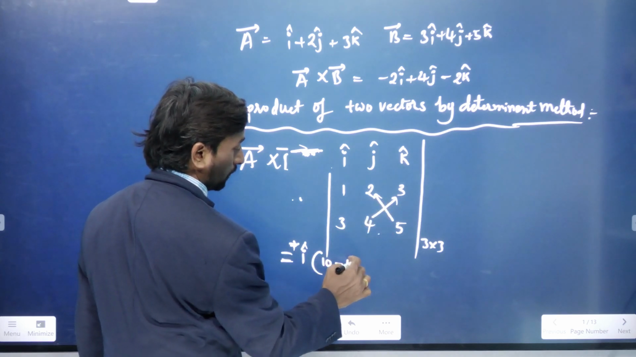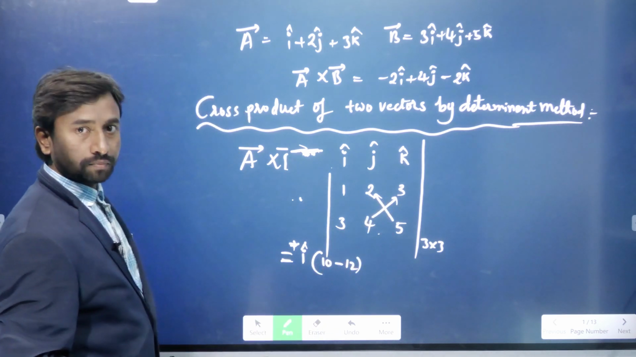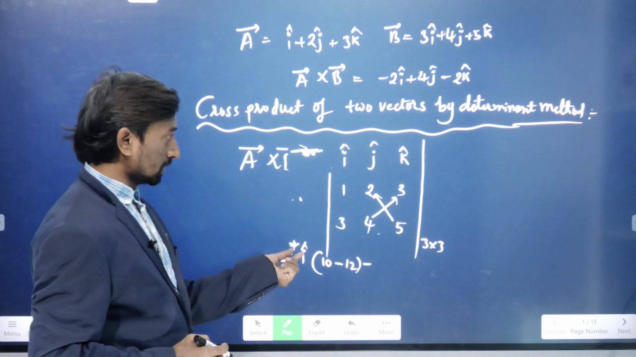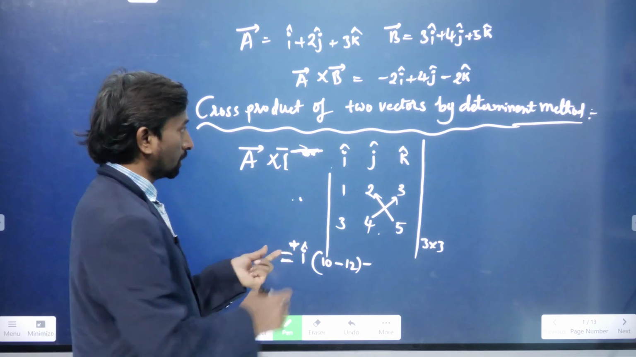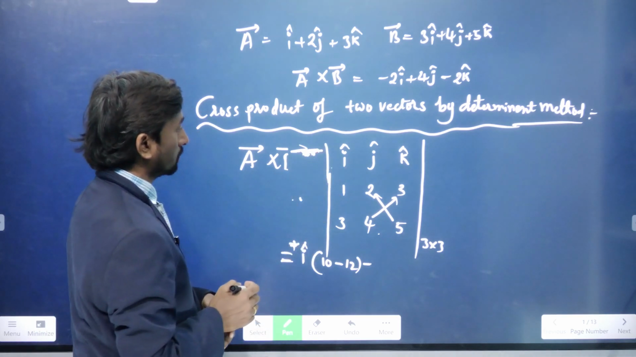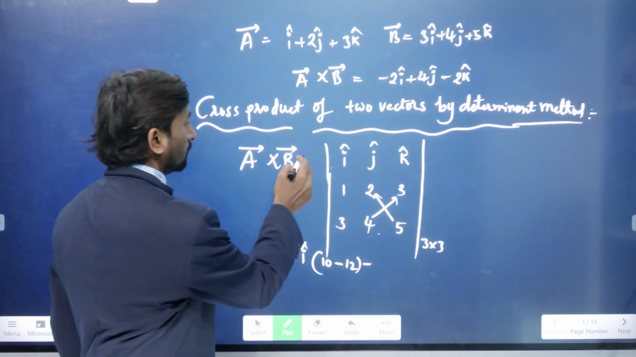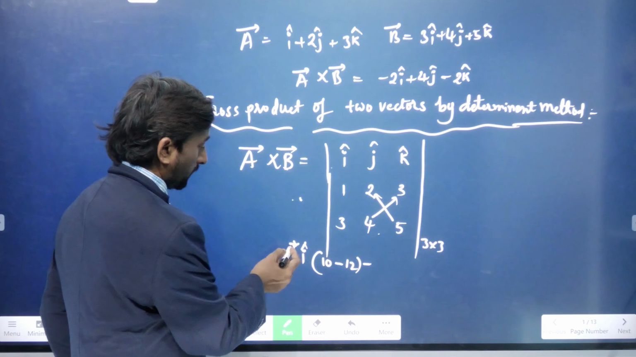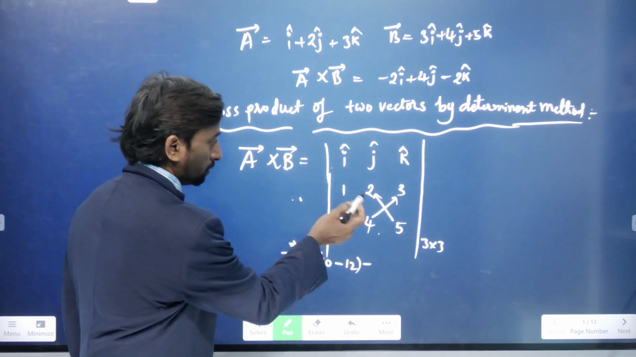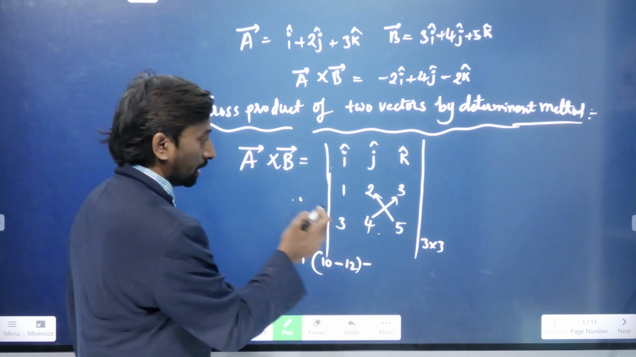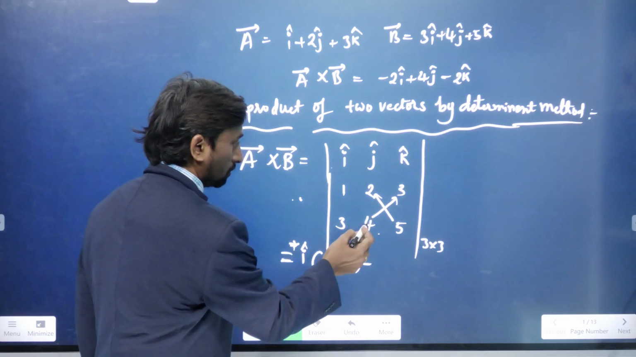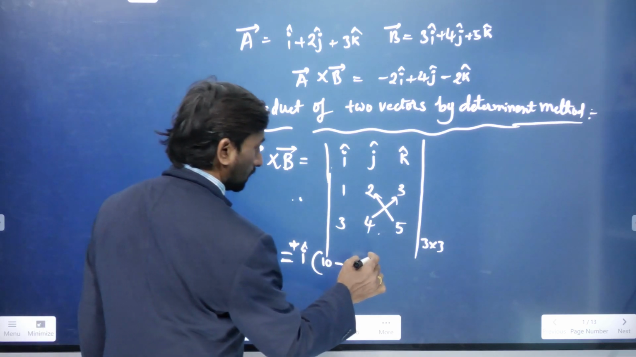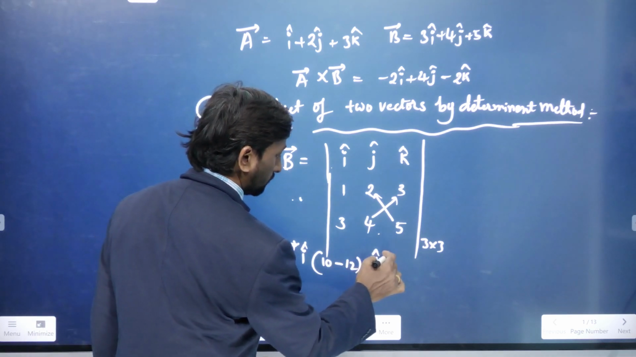So here we will get 12. For this unit vector we take the plus sign. So this is plus I cap into, the multiplication of these two digits minus 4 into 3, which is 12, as we got there. Now, for the j vector, we have to take the negative sign.